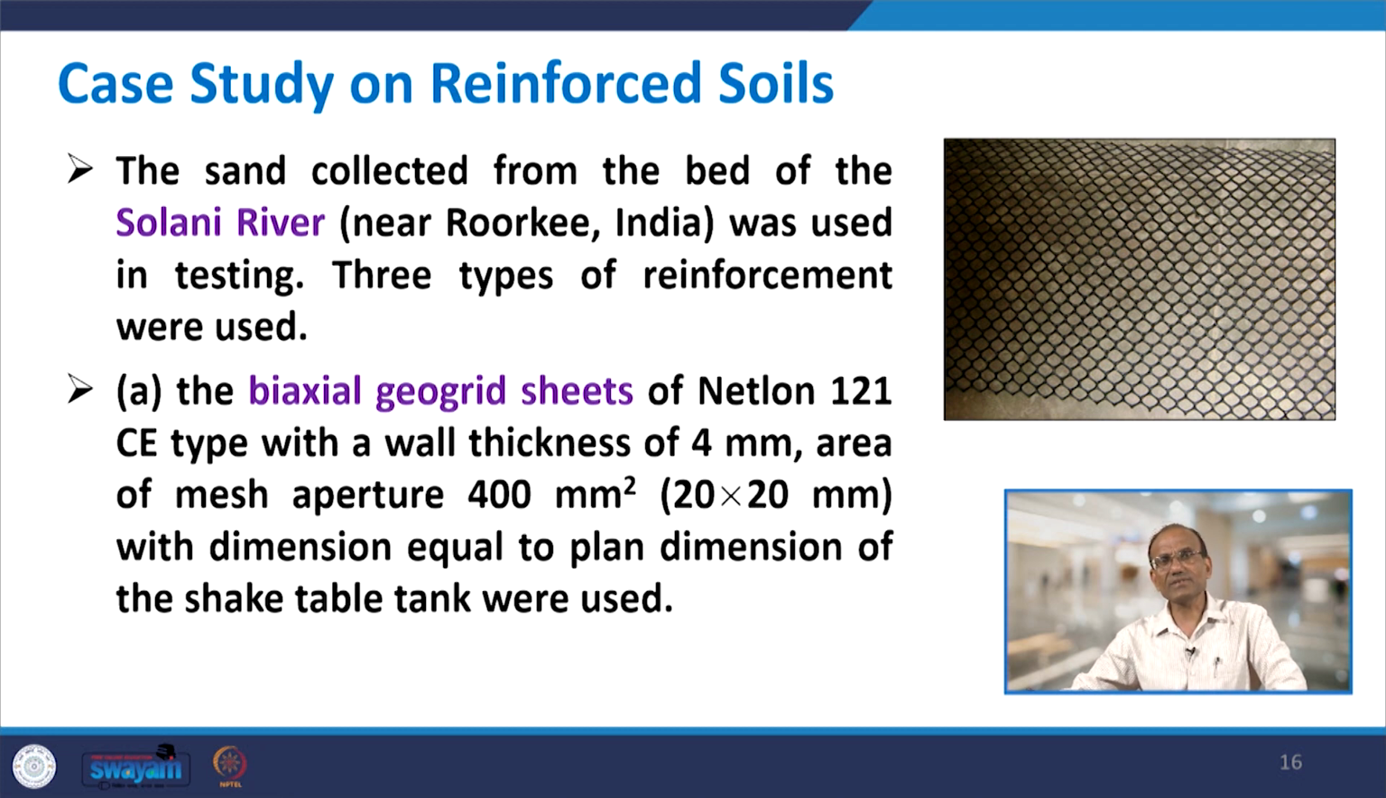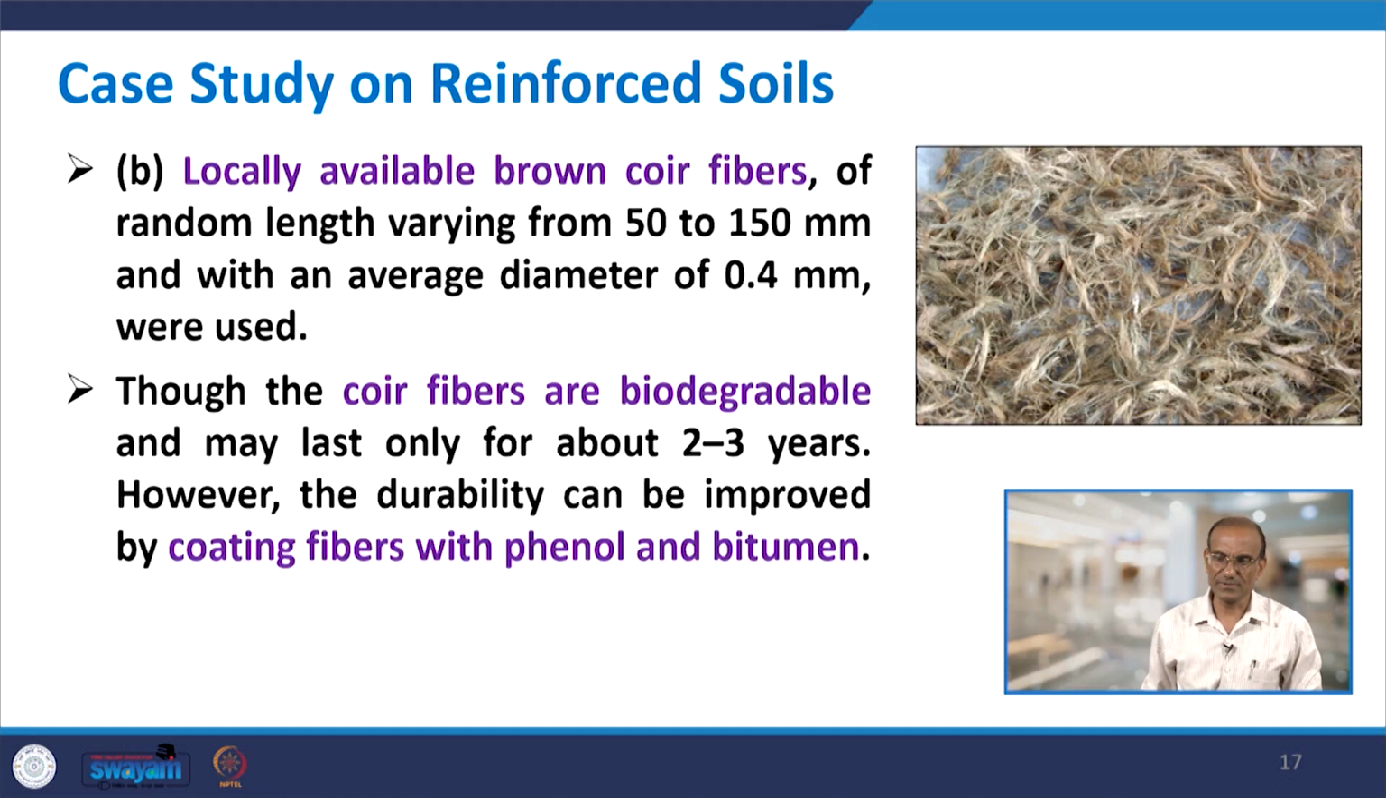The first one is biaxial geogrid sheets of a particular product, Nelton 121 CE type, with a wall thickness of about 4 mm, and a mesh aperture size of 400 mm square, that is 20 by 20 mm. So, it is a square aperture with equal dimensions of 20 mm by 20 mm, and the total dimension of the geogrid sheet is the plan area of the shake table, which I will show you later.